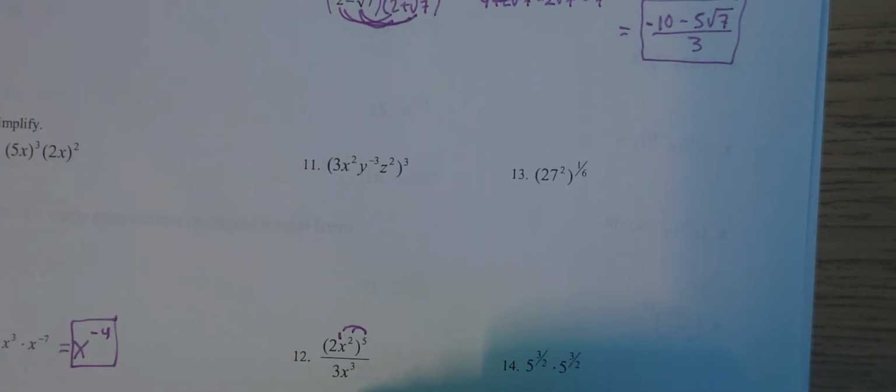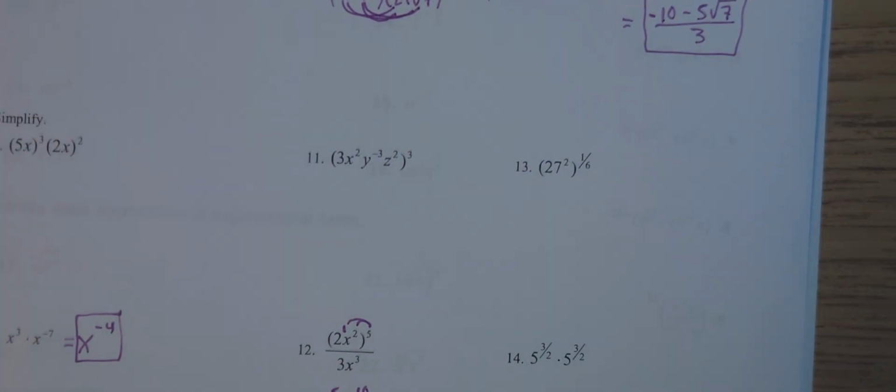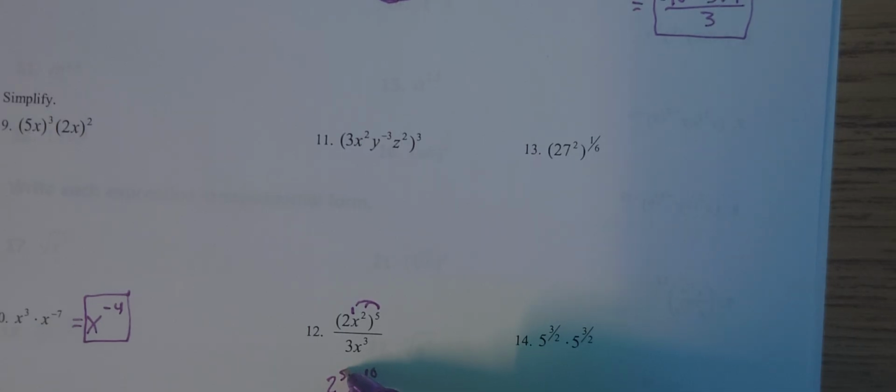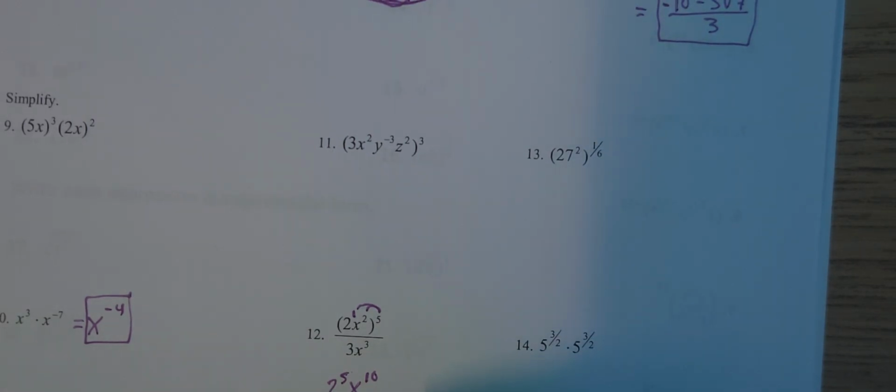Okay, 2 to the 5th is the same as 2 times 2 times 2 times 2 times 2. You're multiplying 2 5 times. So this is equal to 32x to the 10th.